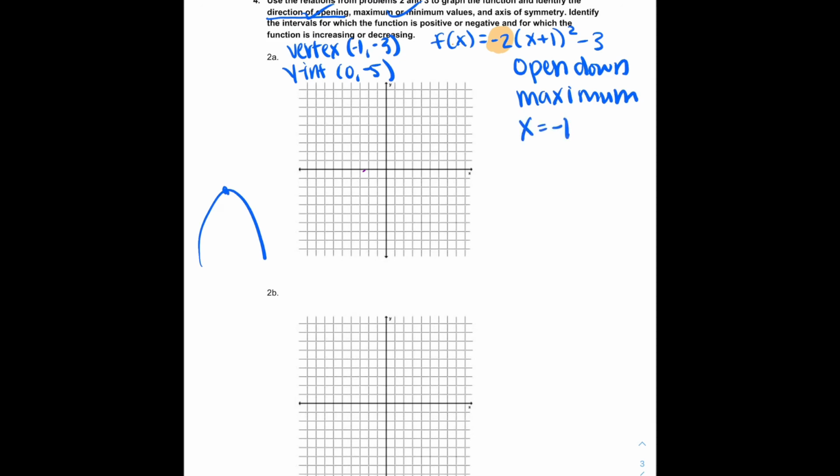So the axis of symmetry, okay, sorry, I got interrupted. Our axis of symmetry is x equals, it's always x equals, and it's always the x value of our vertex, so that's x equals negative 1, okay? All right, so there's our axis of symmetry. So the next thing I'm going to do is graph my line.